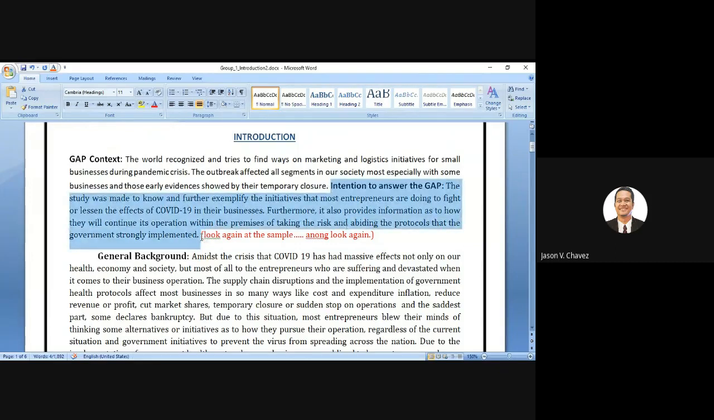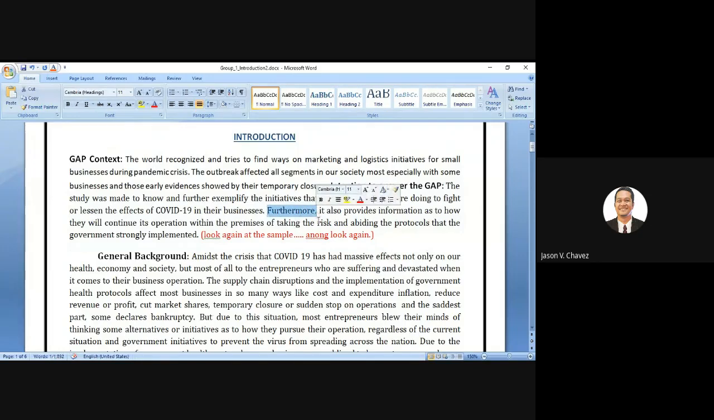Do you want to know the levels of blah blah? Do you want to find out the strategies of blah blah blah? Okay, so that's where you place it in this paragraph, no? Because this paragraph does not seem to look like you wanted to have an intention. Okay? Furthermore, it also provides information. You're still attempting or you have attempted already, no?